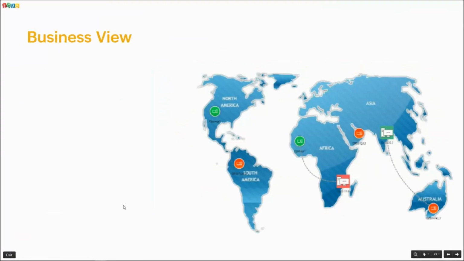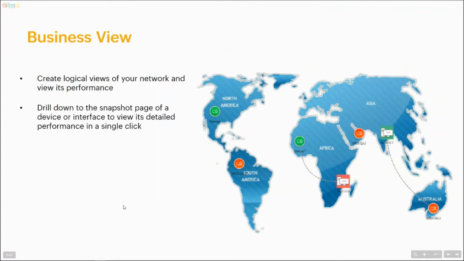The next map feature which we have is called business view. The business view helps us create logical views for your network and view their performance in a much easier fashion. You can drill down to the snapshot of the device or interface to view its detail by clicking on a single icon on the business view itself. And this helps us identify the performance of the devices, and the link color helps us see what's the traffic going through or what's the status of the link between them.